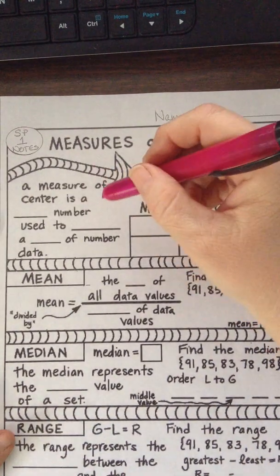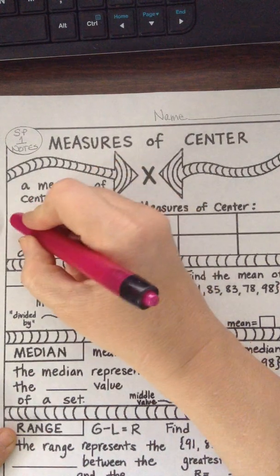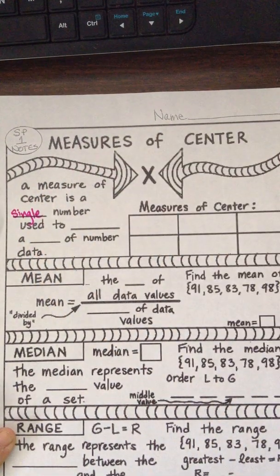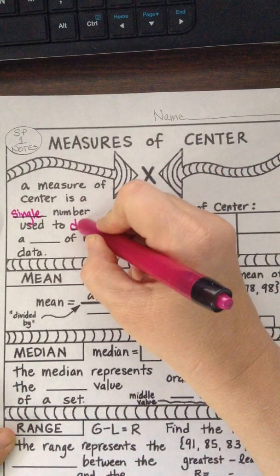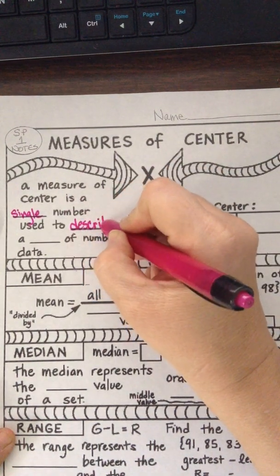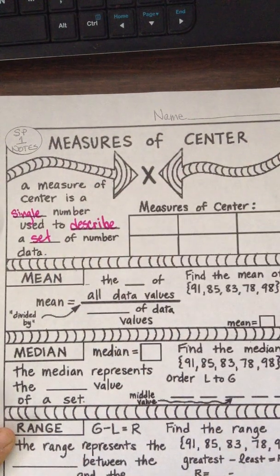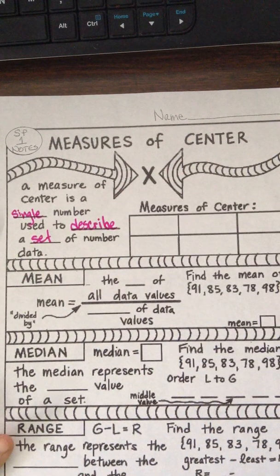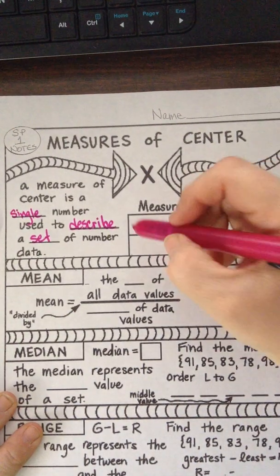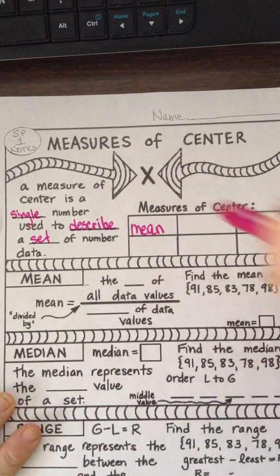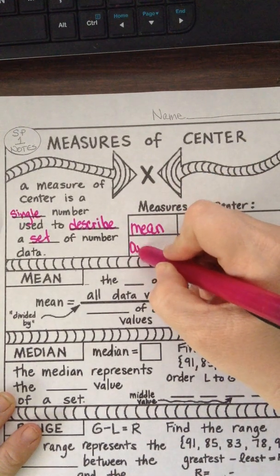Now, a measure of the center is a single number that is used to describe a set of number data. Yep, like I said, those words are in your head. You probably don't remember them all, but we're talking about mean, which also means average.